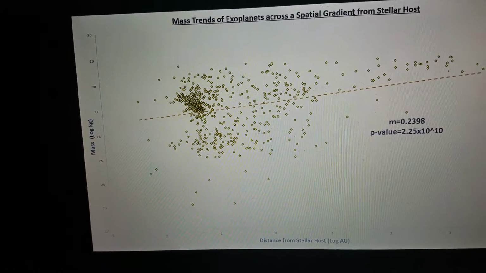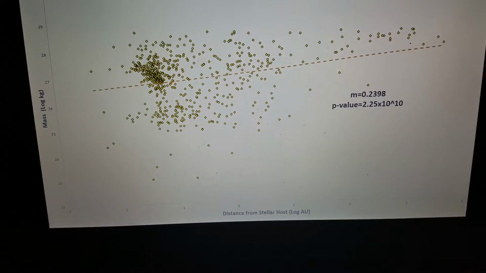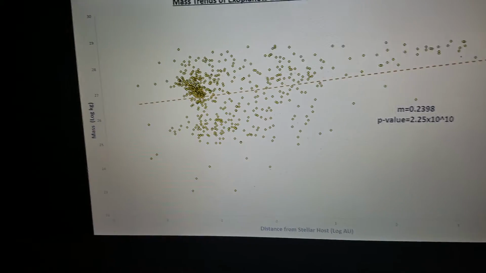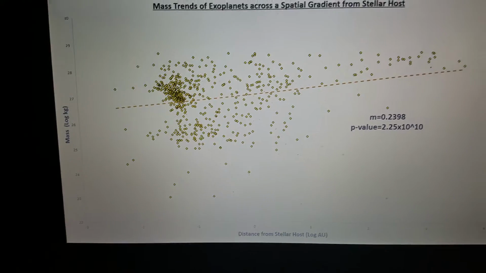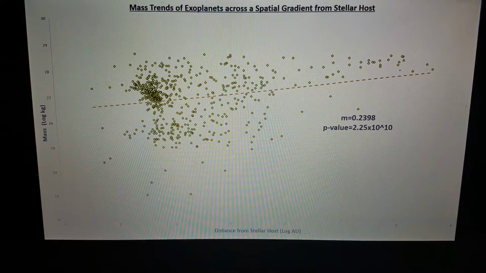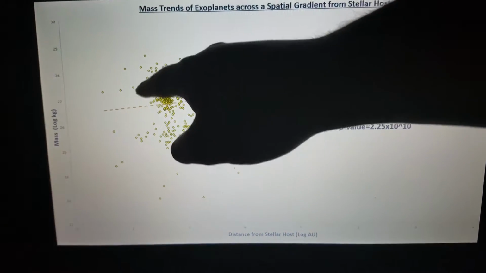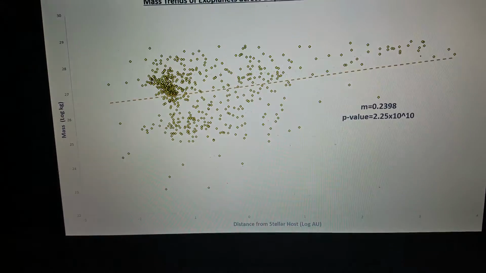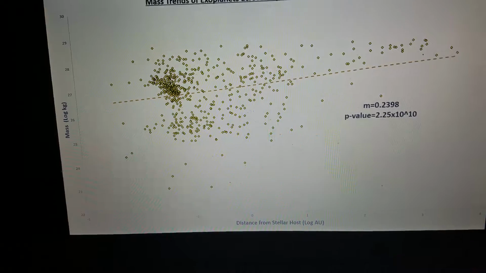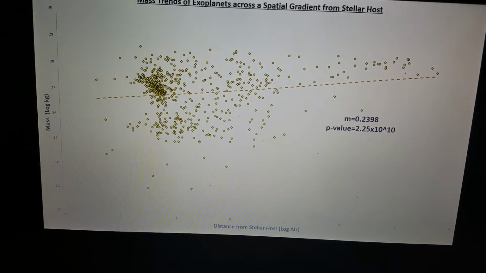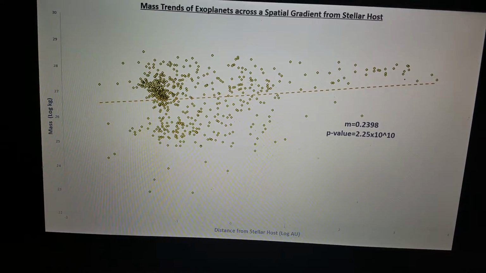Again, the x-axis is distance, but in log astronomical units, while the mass is still in kilograms, but the log of kilograms. So we must keep this in mind when observing this graph. Here we see a large clump of planets. This is most likely attributed to the area, or Goldilocks zone as some people like to refer to it, where planets are most likely to form.